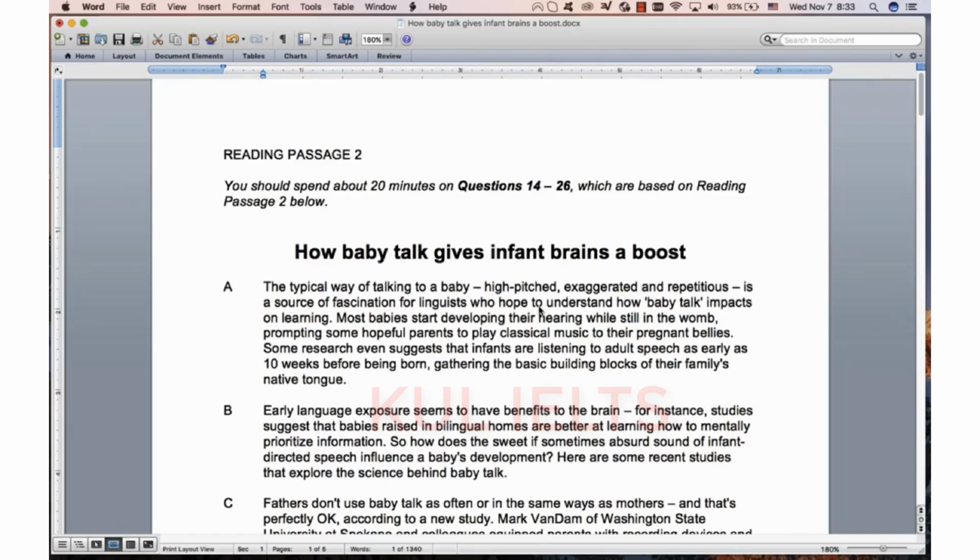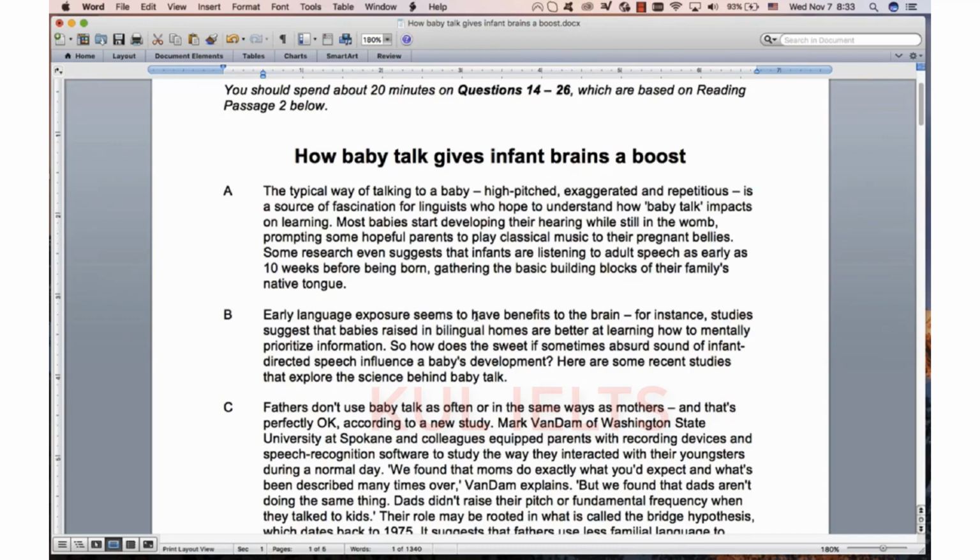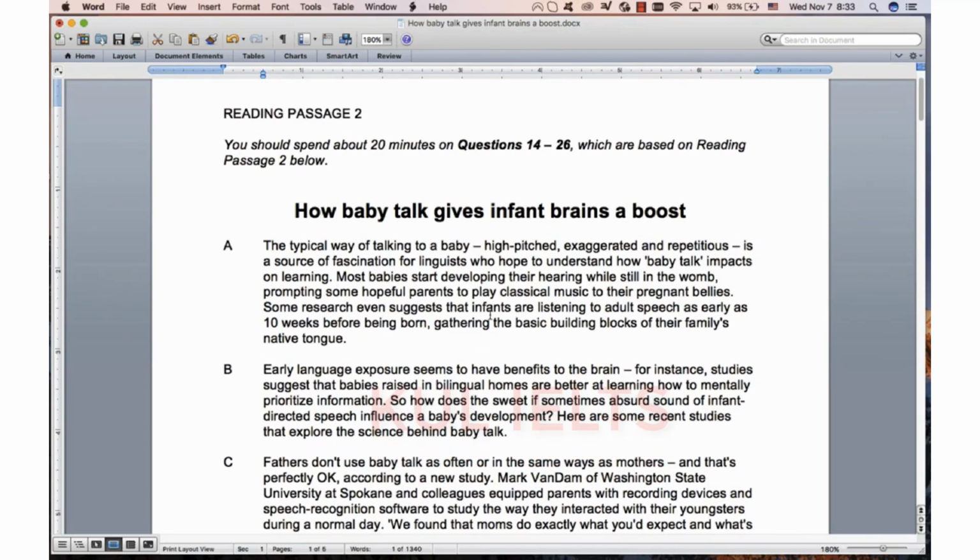Okay, on to passage 2, how baby talk gives infant brains a boost. Now, before we get started, I just want to say I'm going over a lot of these things quite quickly because I've assumed that you've done Cambridge 11 and 12. I started this YouTube channel with Cambridge 12, and then I did Cambridge 11, and then I did 13, because 13 came out later. So I don't want to repeat myself too much.